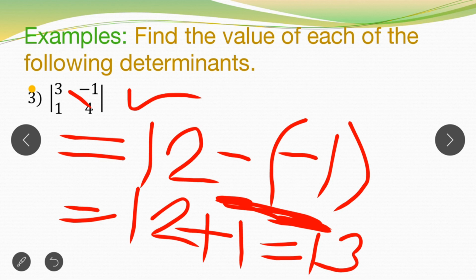In a similar way you can try questions on solving the determinant of a 2 by 2 matrix, and this concept we use to solve simultaneous equations with the help of Cramer's rule.